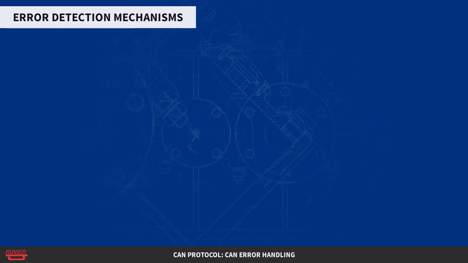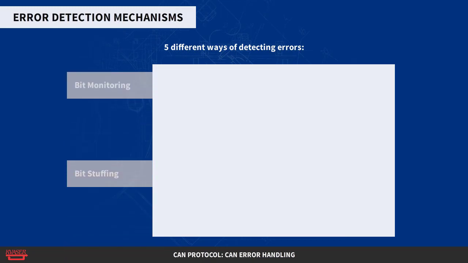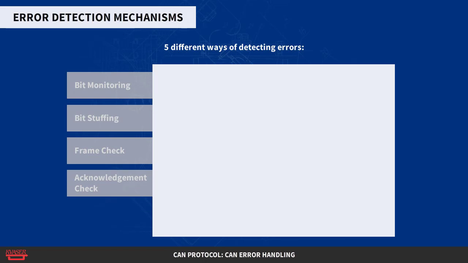Error detection mechanisms. The CAN protocol defines no less than 5 different ways of detecting errors. 2 of these work at the bit level, and the other 3 at the message level. Number 1 is bit monitoring, 2 is bit stuffing, 3 frame check, 4 acknowledgement check, 5 cyclic redundancy check.